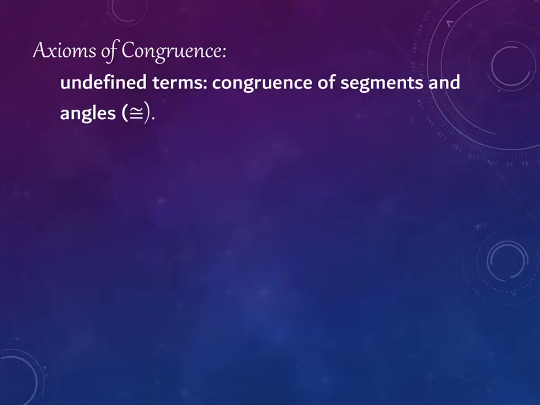So our undefined terms for congruence are congruence of segments and congruence of angles. We're going to build upon congruence of segments and congruence of angles. And of course, the interpretation that we put on that has to do with length or distances or sizes, measurements, things like that. That's how we interpret congruence when we're talking about segment lengths and angles.